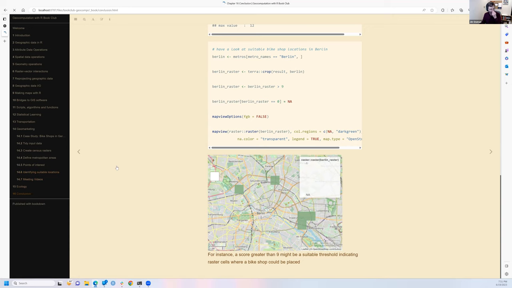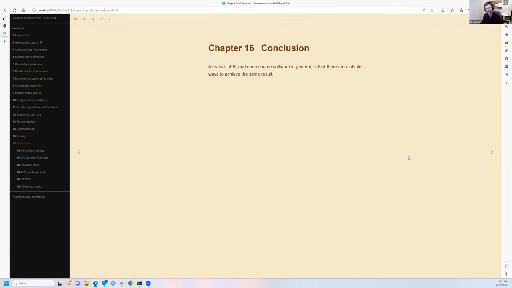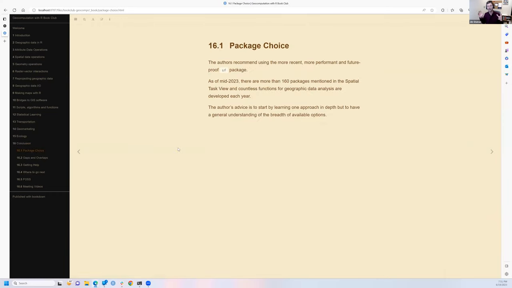Okay, in the last 10 minutes, the book wraps up with a lot of ideas to bridge you to your projects and other useful material. As they did when they opened the book, they've got a comment here in the closing about choosing an approach. So packages like SF instead of SP, perhaps. Tidyverse instead of Base R, perhaps. We've talked about those things. I thought it was useful here.